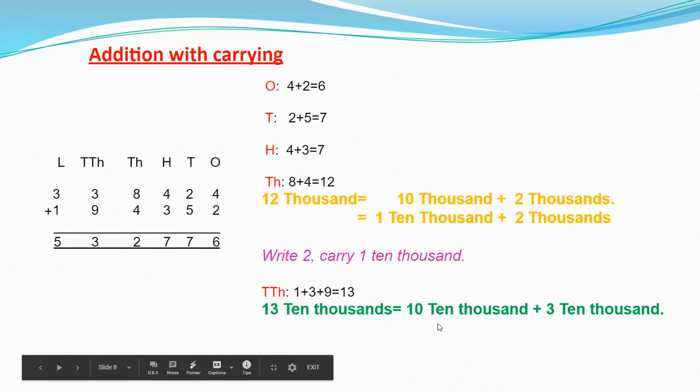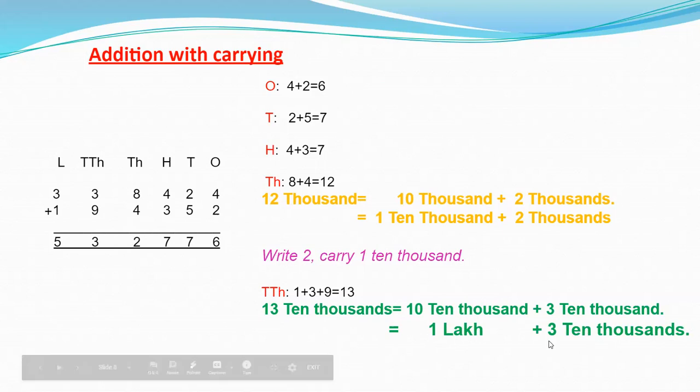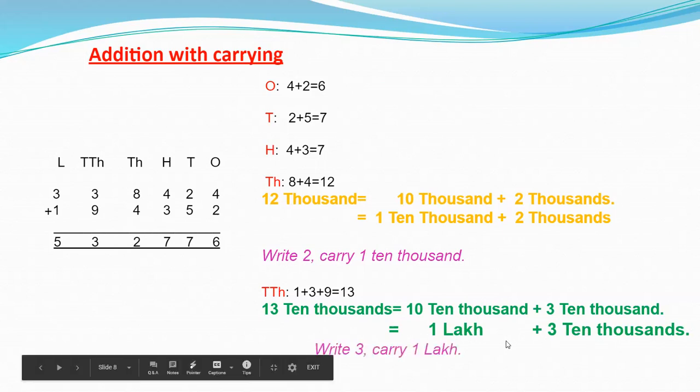Now we will convert this 10 ten-thousands into lakhs. 10 ten-thousands is equal to 1 lakh. So this 1 is carried to the lakhs. The next number 3 we will write here. 3 ten-thousands we will write and 1 is carried. Clear to all of you? We will write 3 and carry 1 to the lakhs.